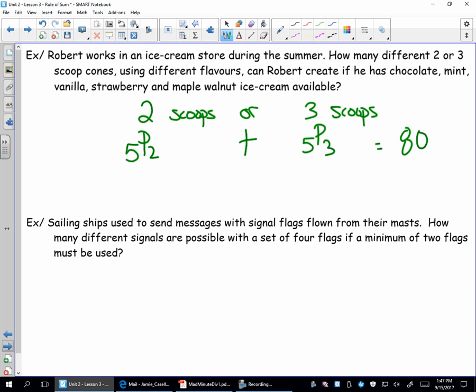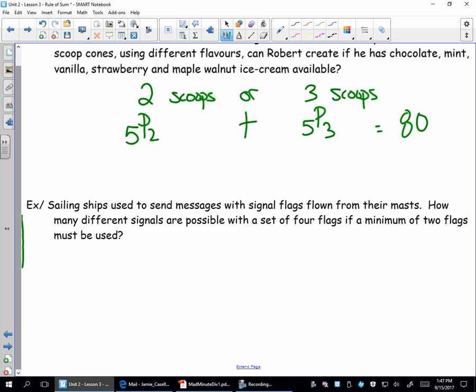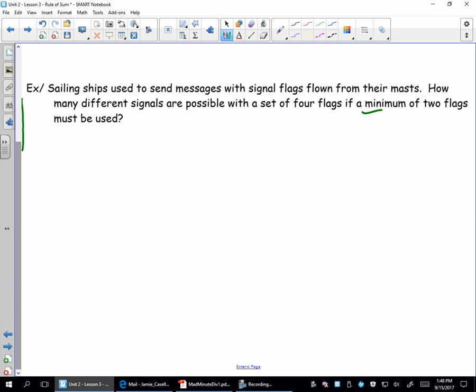Try the next one. Sailing ships used to send messages with signal flags from their mast. How many different signals are possible as a set of 4 if a minimum of 2 flags must be used? So here's our key this time. There's a minimum of 2. It doesn't say we have to use 2. There's only a minimum of 2. So 2 or 3 or 4 flags, because we have up to 4 flags in this question.